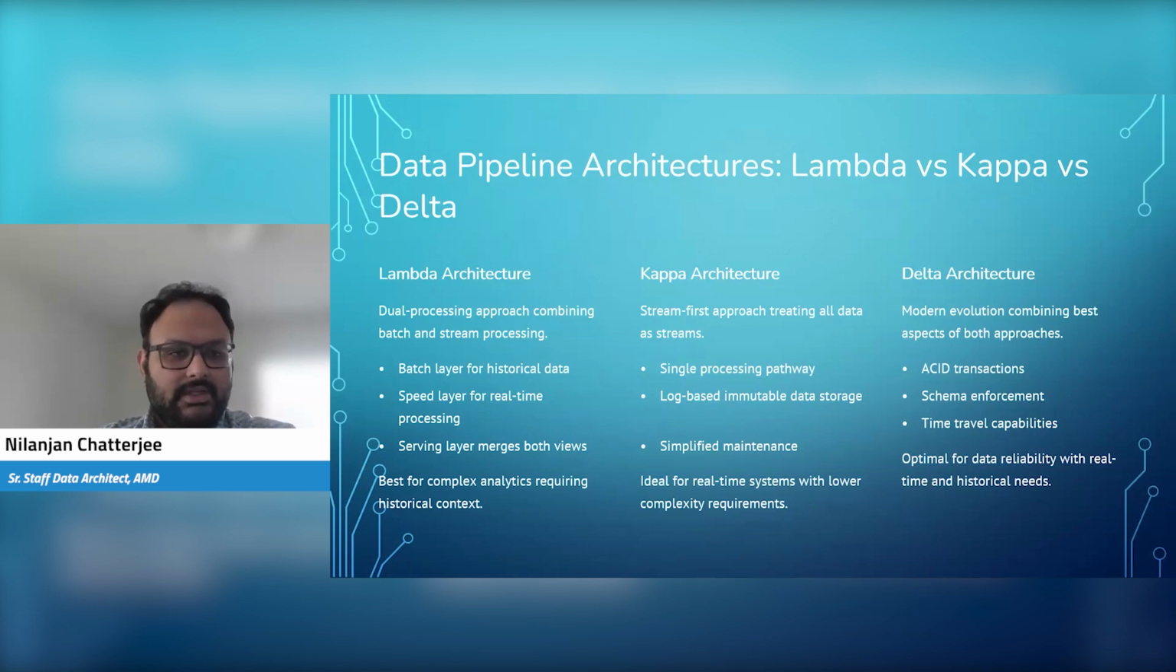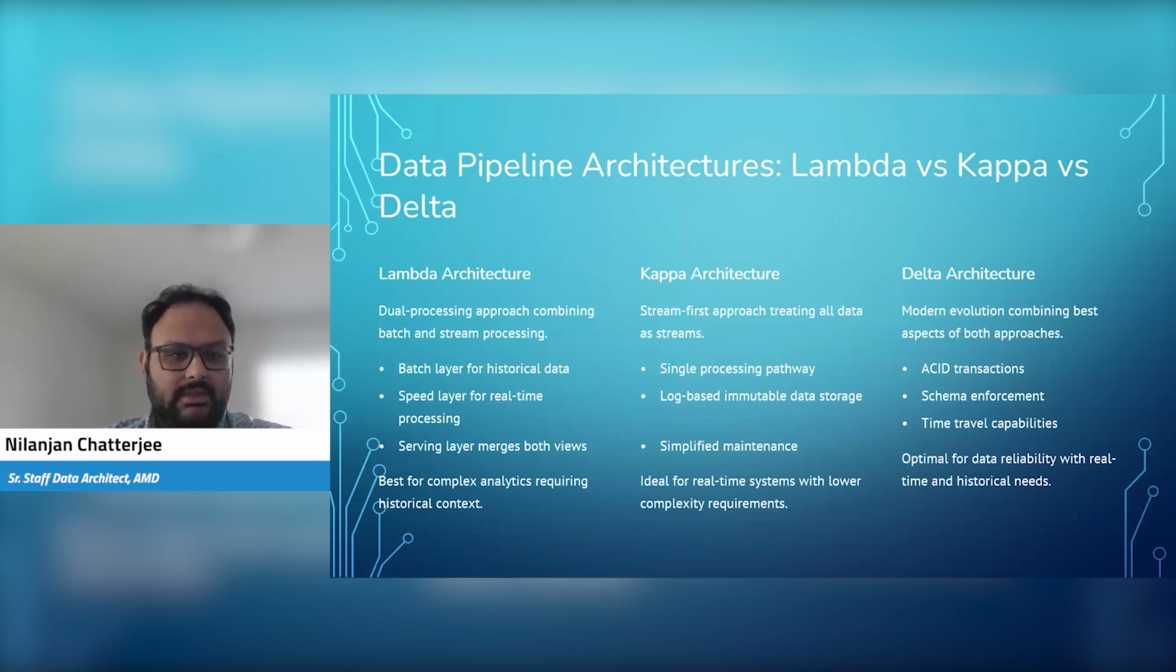The main feature of a Lambda pipeline is a dual processing approach. So there is a batch layer and a stream processing layer, and we'll get to all these pieces, Lambda, Kappa, and Delta, in the future slides. But at a high level, there are three different pieces. There is a batch layer, there's a speed layer, and there's a serving layer. And dual processing happens for both batch and stream.